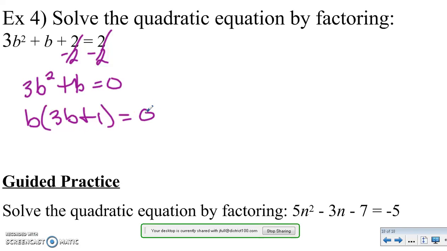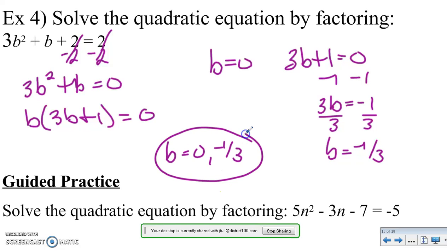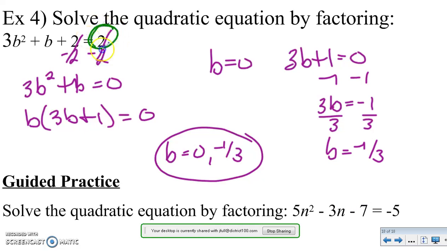So I need to set each part equal to 0. So I'm going to do b equals 0 and 3b plus 1 equals 0 and solve that second one. Okay, so we still have our two answers. We get 0 and negative 1/3. Only difference in this problem is since we didn't have a 0 on that right side, or at all, it has to have an equal 0 there. This here means we need to subtract first to move it over, or add, to cancel it out, and then you'd be good.